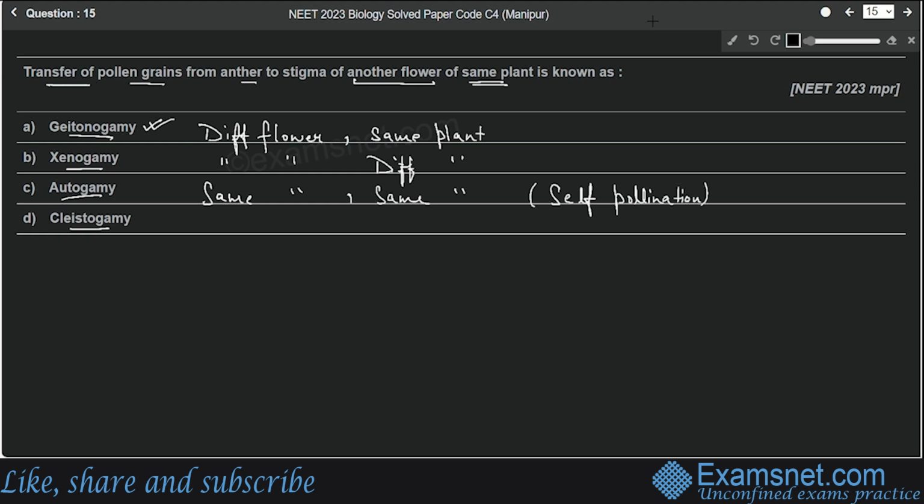Then the last one is cleistogamy. Cleistogamy is also a type of self-pollination in which the flowers do not open. Therefore, the pollen grains are unable to go anywhere else outside the flower. So according to this question, the correct answer will be option A, geitonogamy.